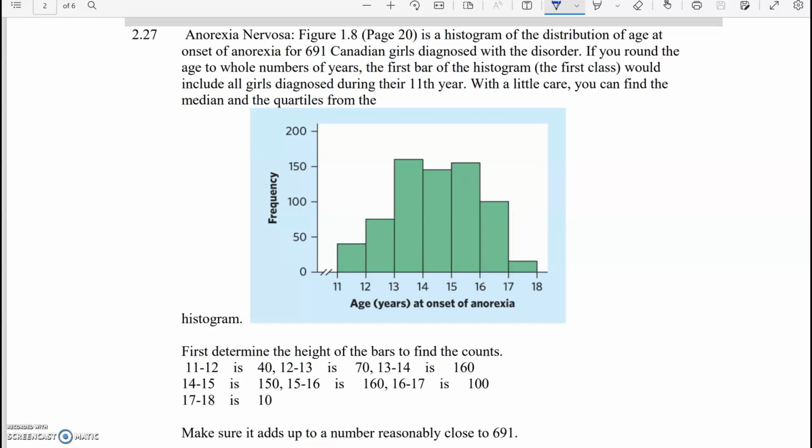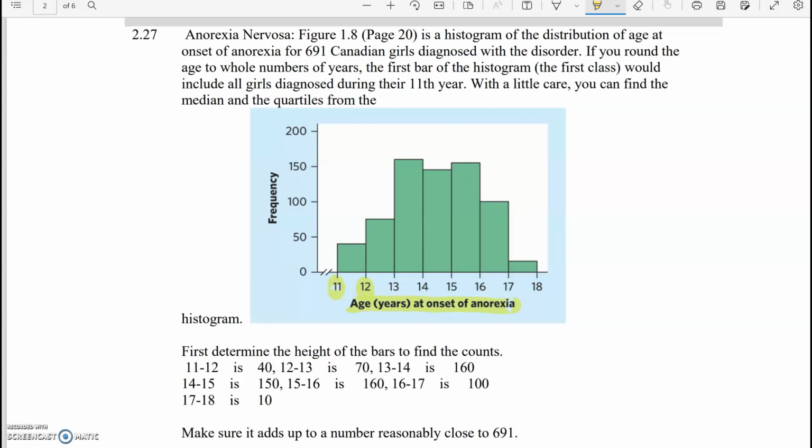Take a minute first to read the question. So this is about the age at onset of anorexia. If someone's between 11 and 12, then you would call them 11-year-olds. Between 12 and 13, it's a 13-year-old, and so on.